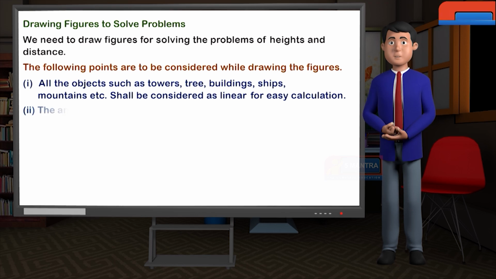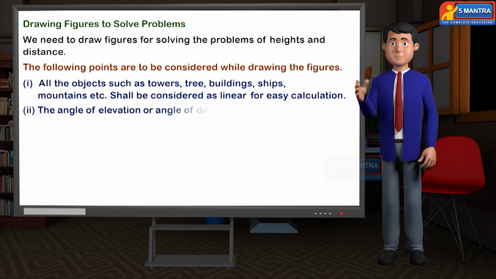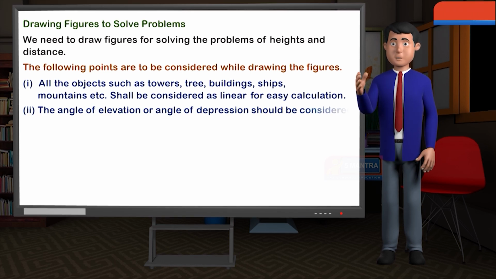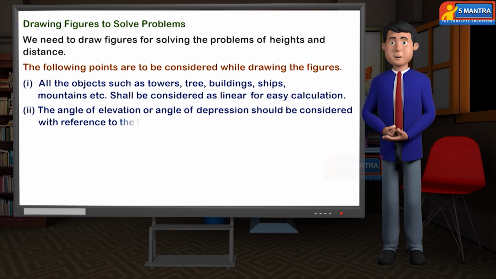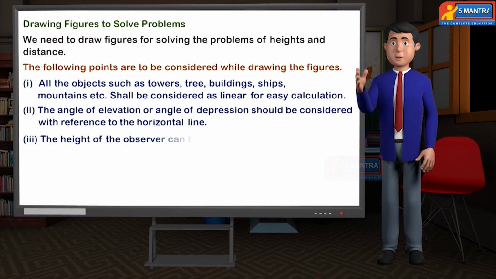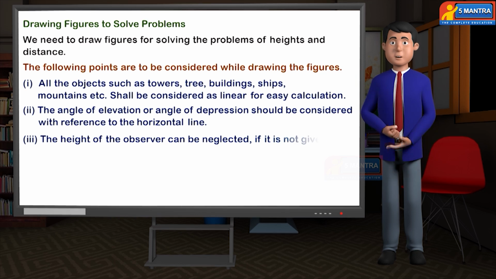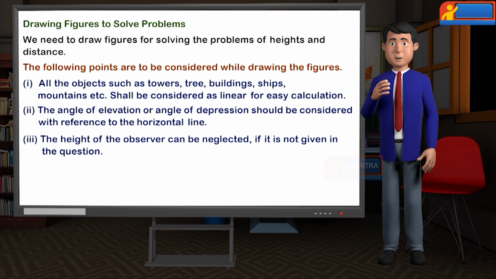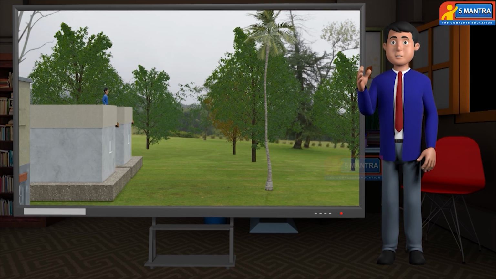The angle of elevation or angle of depression should be considered with reference to the horizontal line. The height of the observer can be neglected if it is not given in the question. Let us consider an example.